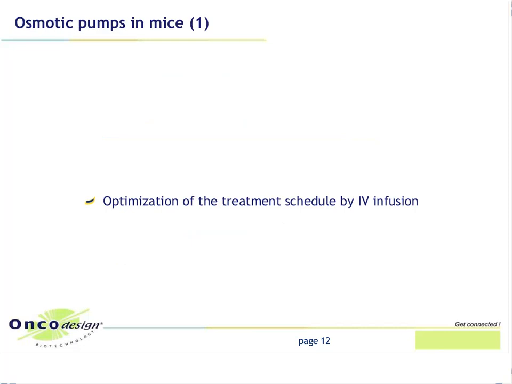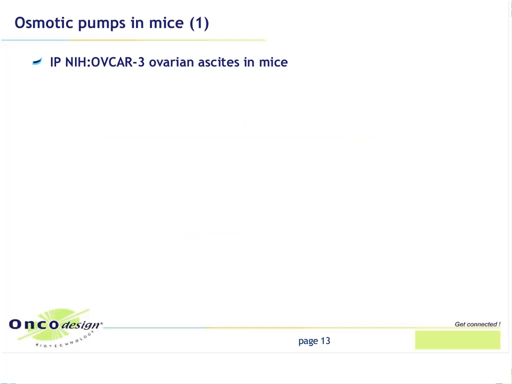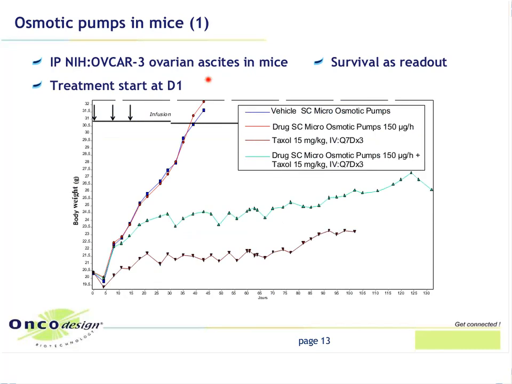The first example was done with ovarian NIH OVCAR3 ascites in mice injected in the peritoneal cavity. The treatment started at D1, and survival was used as readout. The drug was delivered by infusion through micropumps during 2 consecutive months, and the pumps were replaced after 1 month. The control mice were dosed with Taxol as standard of care, dosed once a week for 3 consecutive weeks. The arrows are mentioned here.